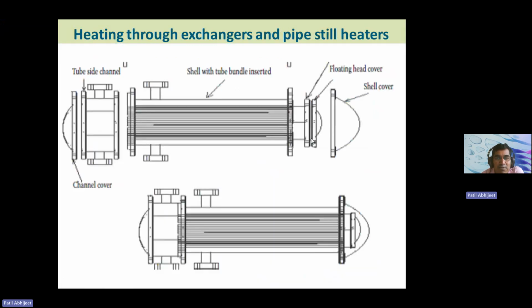Another common type which can be used is the U-tube type of heat exchanger, where tubes are arranged in the form of bundles. This is the most commonly employed kind of heat exchanger, especially in the case of petroleum products, for which these are well suited. So these are the various kinds of heat exchangers.